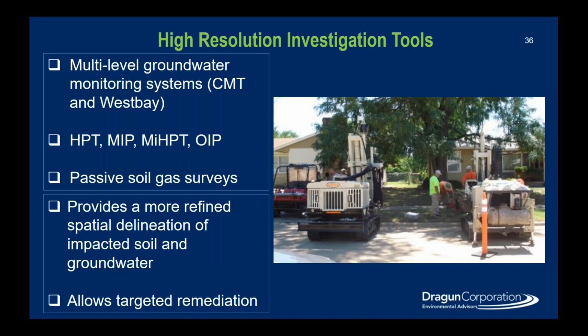So during the webinar today, we've talked about a number of high-resolution investigation tools that we've been using lately. Multi-level groundwater monitoring systems, some tools that go along with the Geoprobe equipment like HBT and MIP, and also passive soil gas surveys. And what these provide is, at a lower cost, more data to be able to refine our conceptual model and make better decisions about remediation, and better decisions about investigation that still needs to be done. So at this point, I'm going to hand it back to Mike Splash.